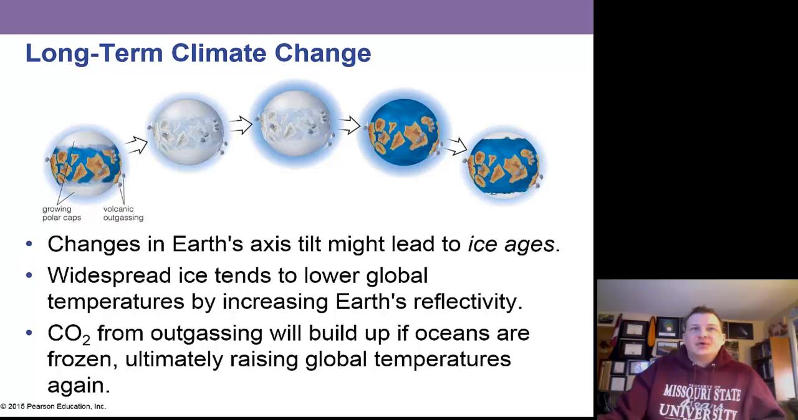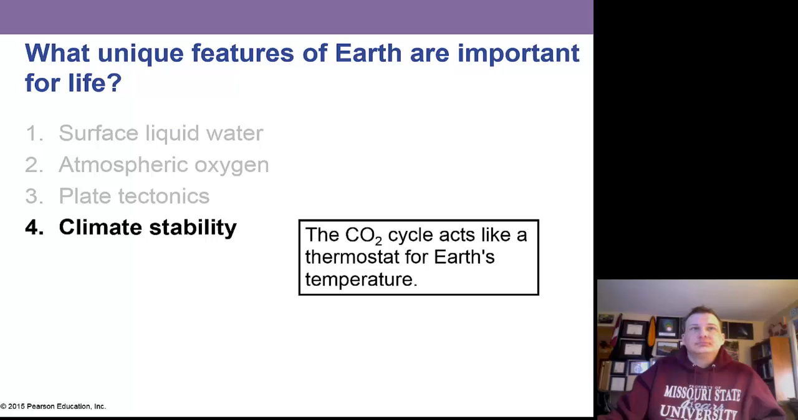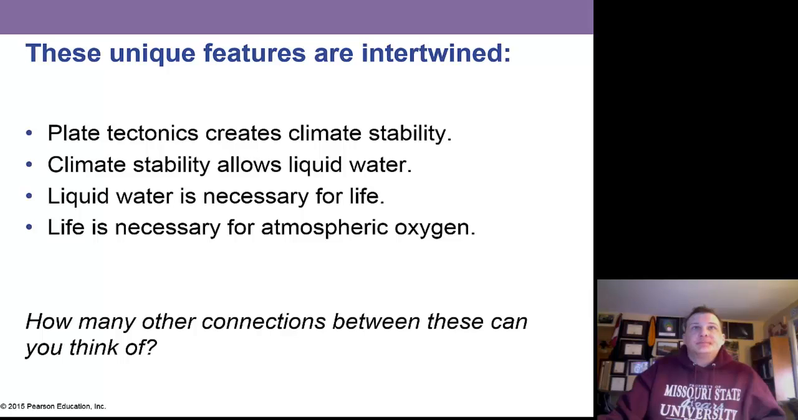The changes in the Earth's axis tilt might lead to ice ages. Our axis is now 23.5 degrees, but does vary a degree or two in either way. Widespread ice tends to lower global temperatures by increasing Earth's reflectivity, and carbon dioxide from outgassing will build up if oceans are frozen, ultimately rising global temperatures again. And the climate stability, the carbon dioxide cycle acts like a thermostat for Earth's temperature.